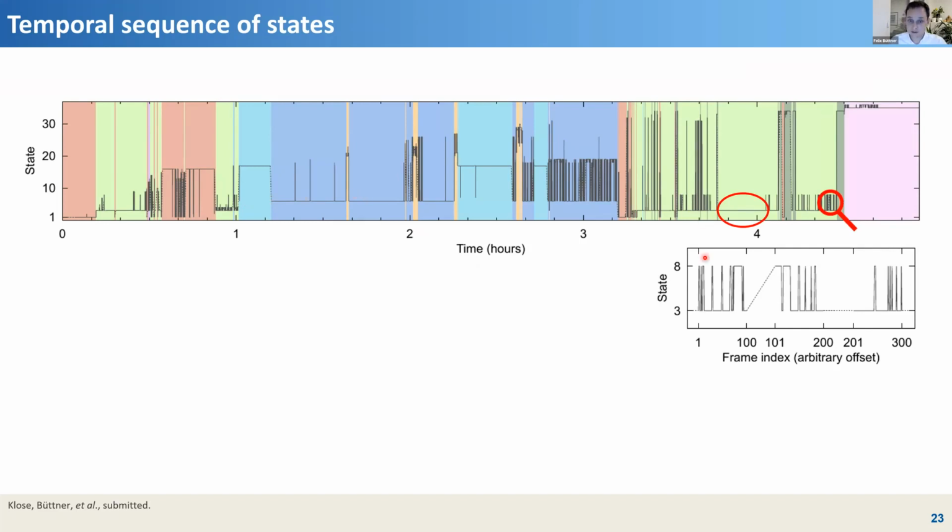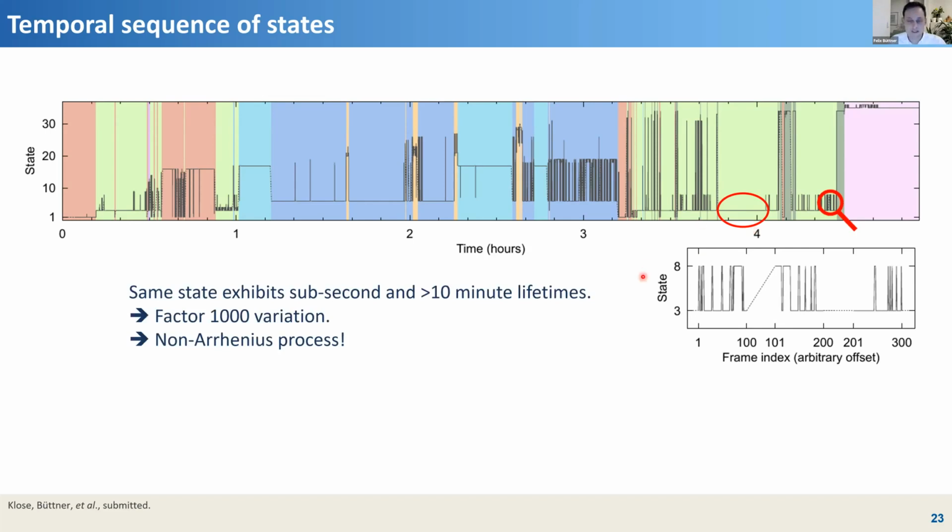Remarkably, even the same state, in this case state 3, can be stable on a sub-second time scale. Sometimes we have switching from frame to frame, in this case on a time scale of 300 milliseconds, and sometimes it's stable for 10 minutes or longer. So there's a factor of 1,000 in variation in lifetime. This cannot be explained by an Arrhenius process, which predicts an exponential variation of the probability of lifetime.